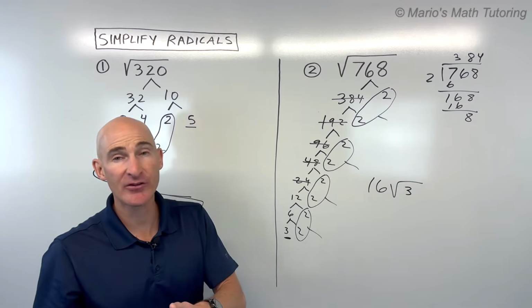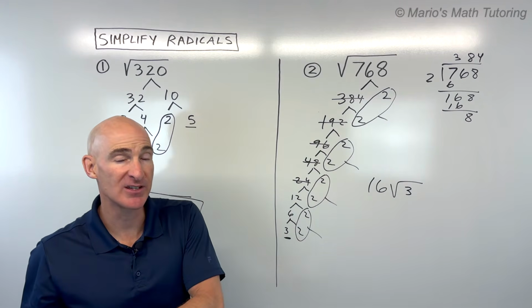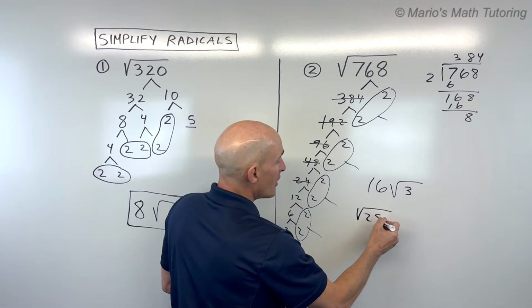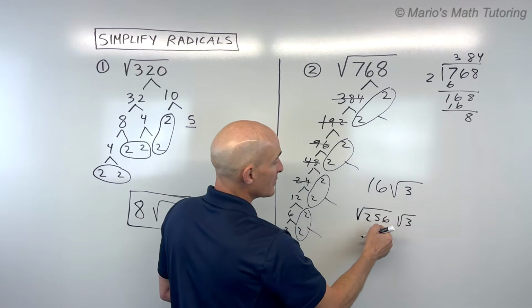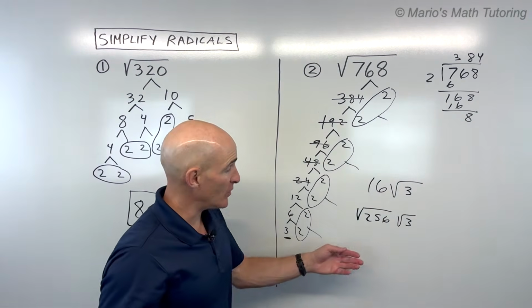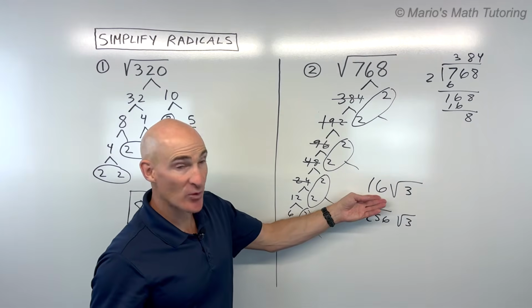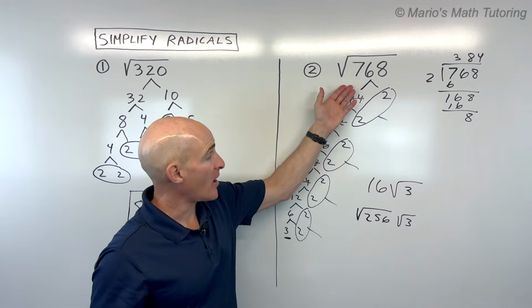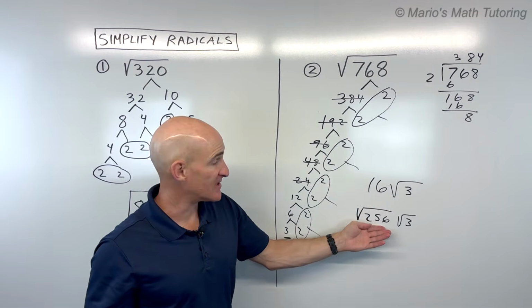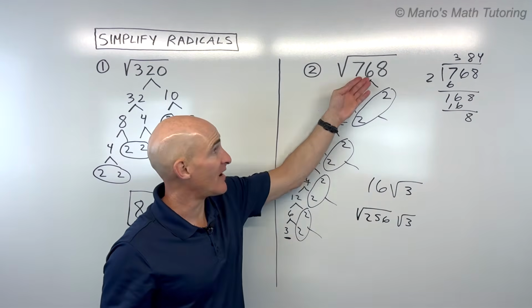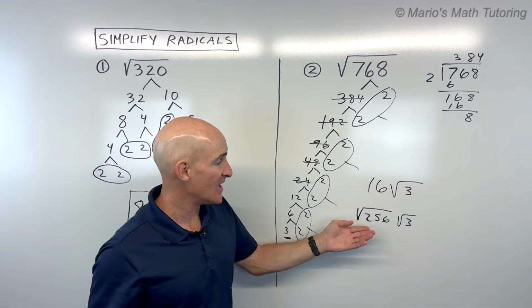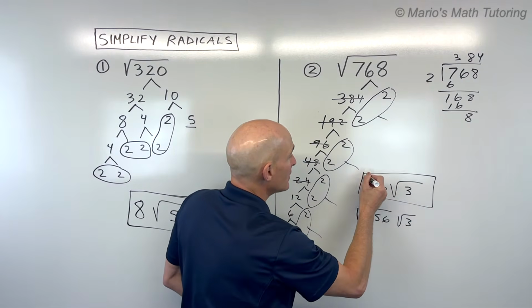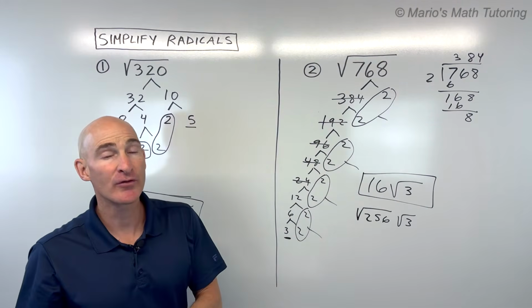Now, just to compare and contrast this with how your teacher may have explained it to you, your teacher might have said, well, 256 times 3 is 768. And we know that the square root of 256 is a perfect square. It's 16, and you have the square root of 3 left over. But when these numbers get really large, it's going to be kind of difficult to recognize that this is the largest perfect square that divides evenly into 768. And so, there's no reason to have to do that. Just break down the number into its prime factorization tree and look for those pairs.